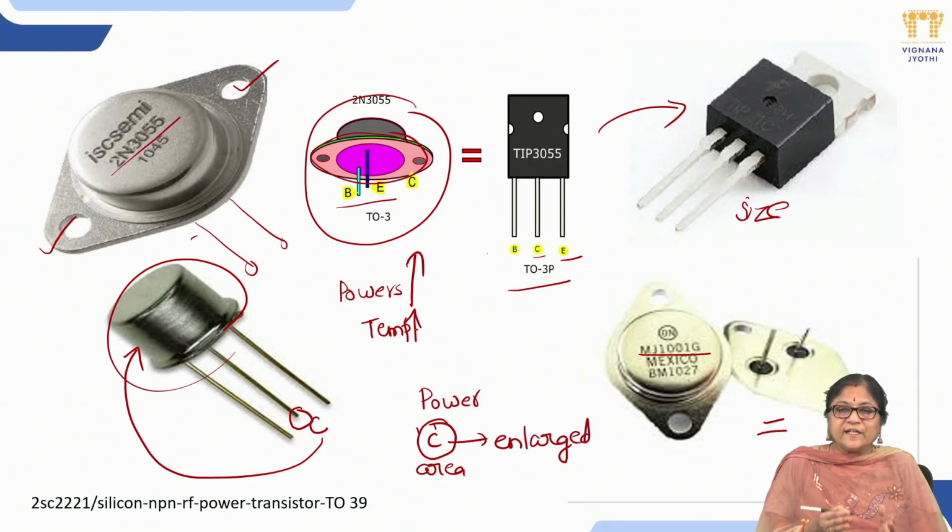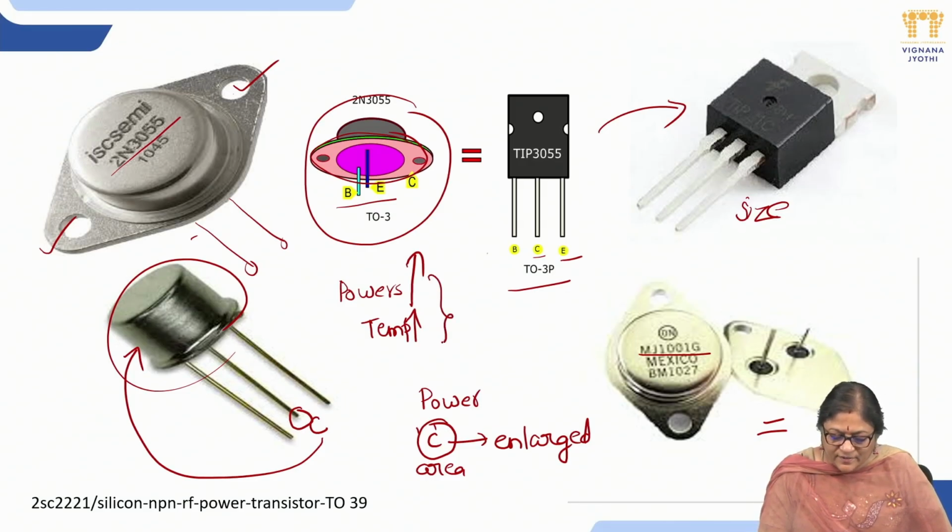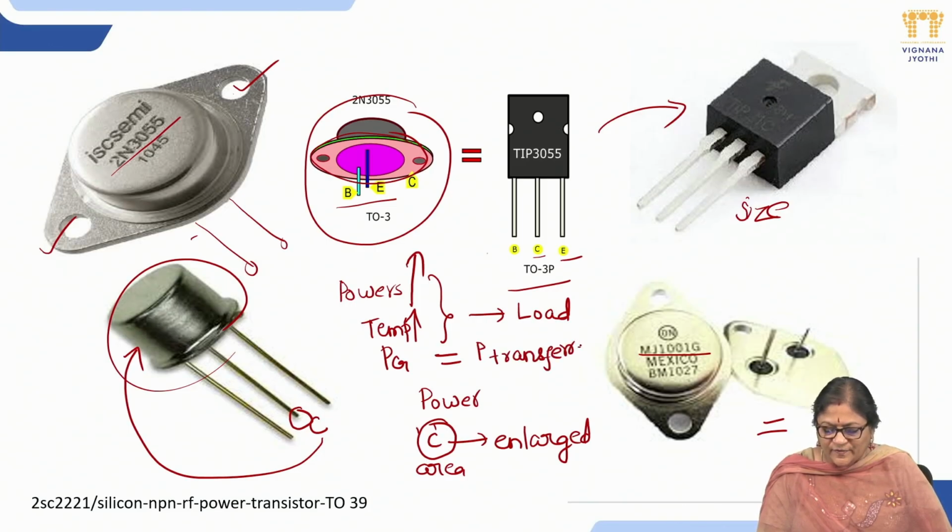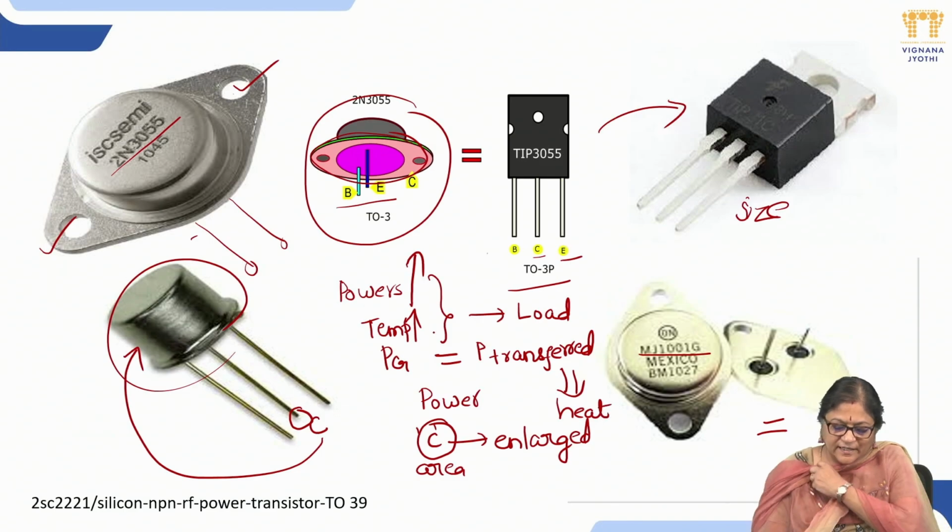The generated power should be transferred to the load. If complete power is not transferred to the load, there is a mismatch with the powers. That is, power generated should be equal to power transferred. If there is a difference in this power transfer, then the remaining power is going to appear as heat. The result is heat will be generated at the collector.